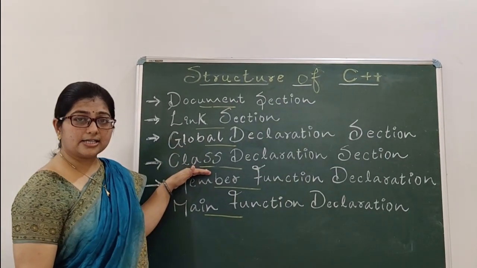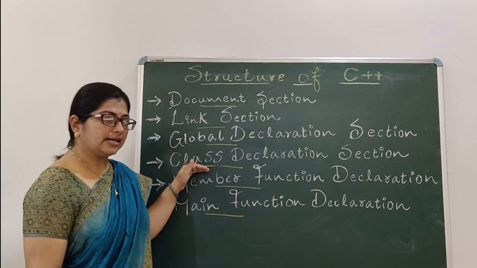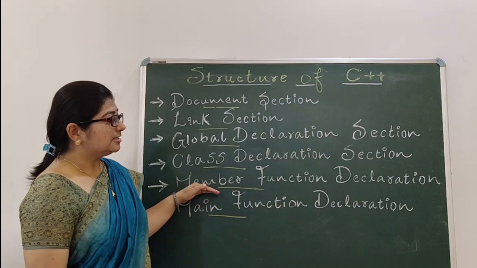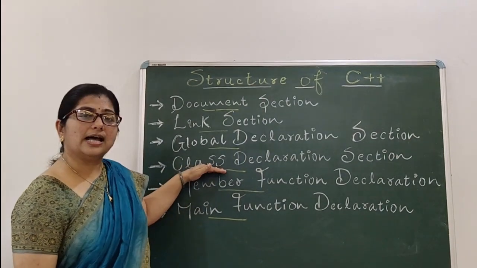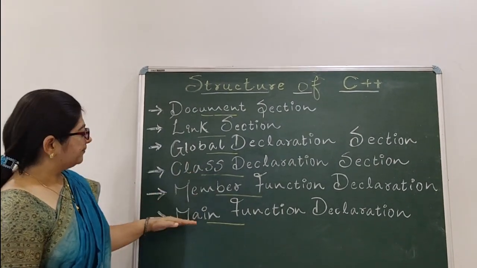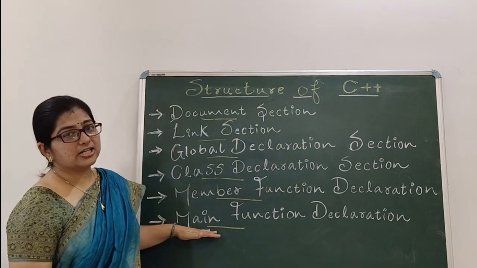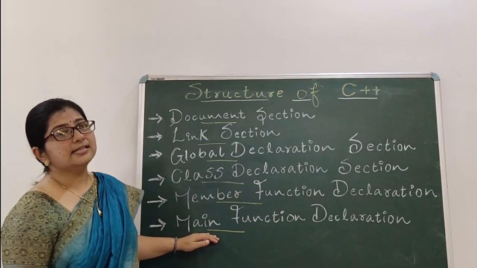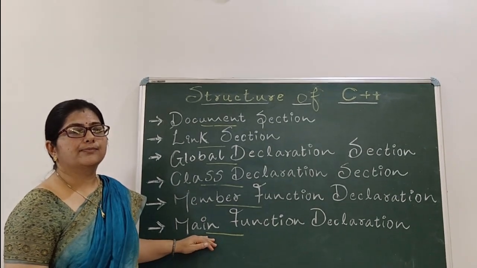In a class declaration section, we can write class. In a member function declaration, functions which are a part of class can be written. In a main function declaration, we have to write main function, which is known as the body of the program.